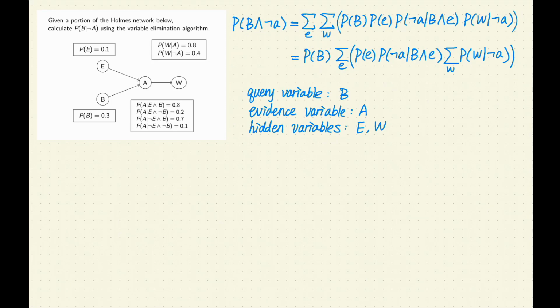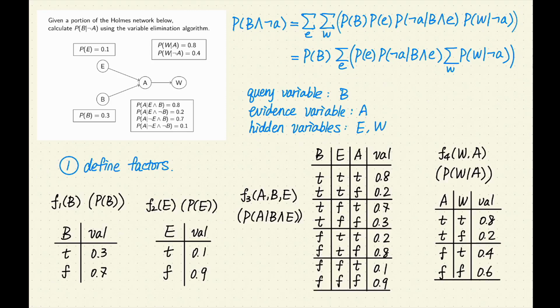Step 1. Define factors. We will define one factor for each node in the Bayesian network. There are 4 factors in total. To double check, we have one factor for B, one for E, one for A, and one for W.